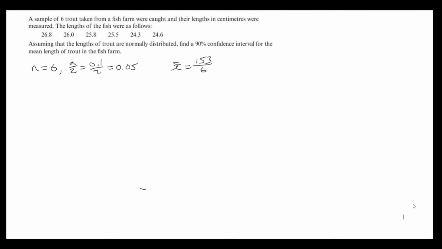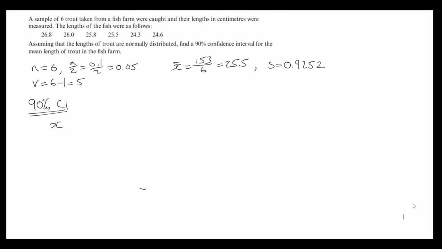I'm just going to type these numbers into the calculator. So these 6 values are going into list 1, frequencies of 1 into list 2, and on my summary screen I can get both x bar and the sample variance. So the degrees of freedom in this case is going to be 6 minus 1, it's n minus 1, to get 5.